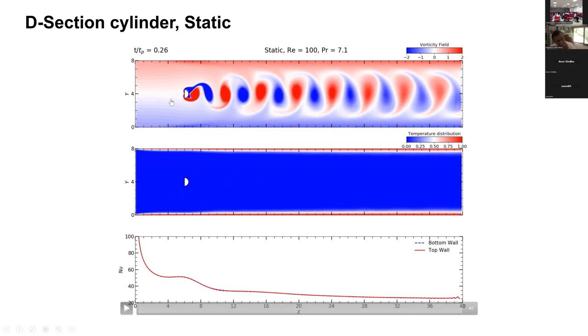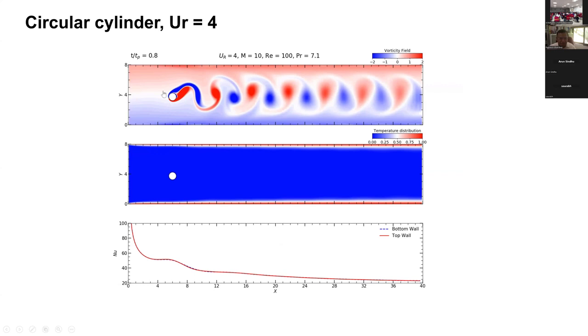Now you may be wondering why we are considering a D-section cylinder as compared to a circular cylinder, right? That is something we will understand later: why the D cylinder is efficient in undergoing very high amplitudes, a phenomenon called galloping. So we'll discuss this in the further slides.